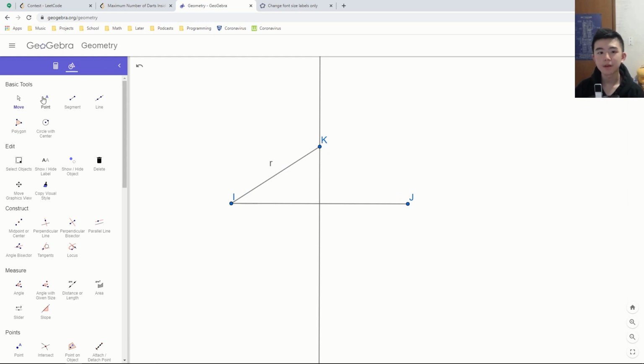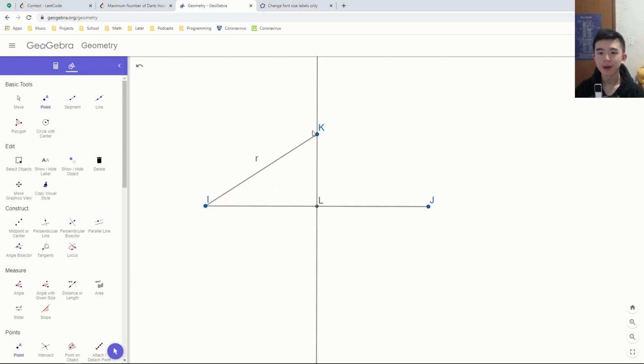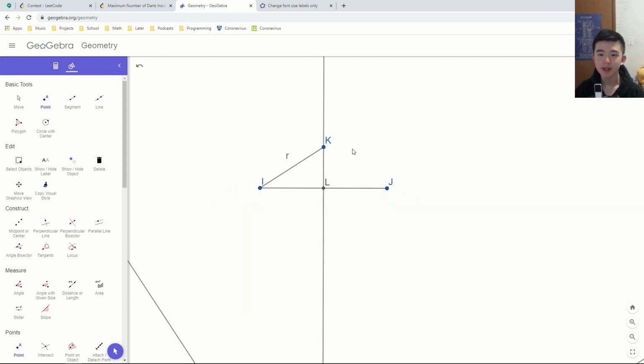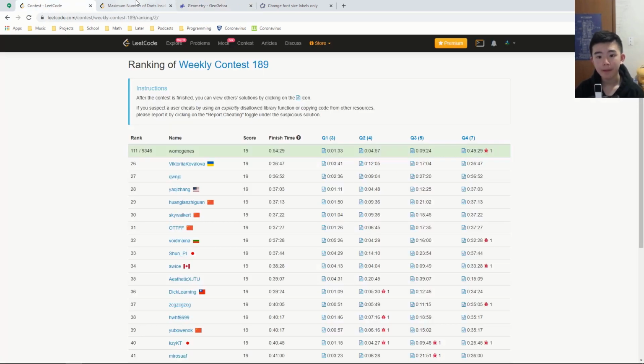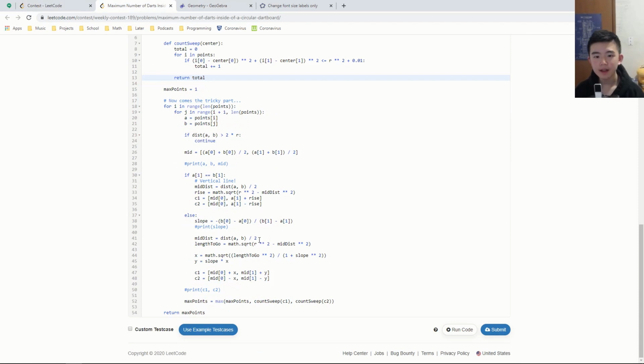And since we know the distance between a point and the midpoint, we can use the Pythagorean theorem to find the vertical distance from the midpoint as well. So using that, we can find the 2 centers if it's vertical. Okay, I think that's all the edge cases. So yeah, this is the math.